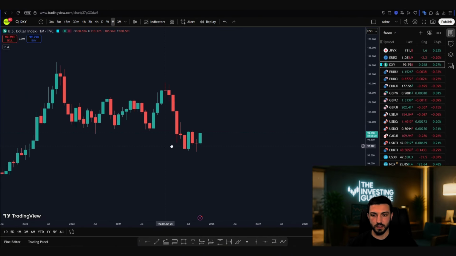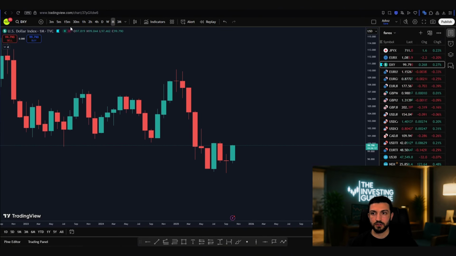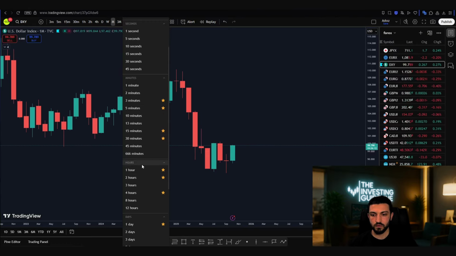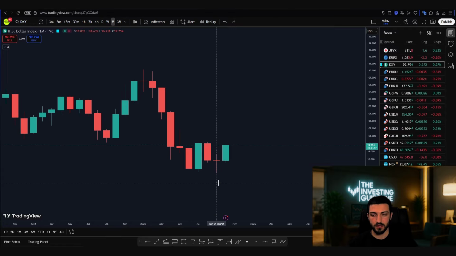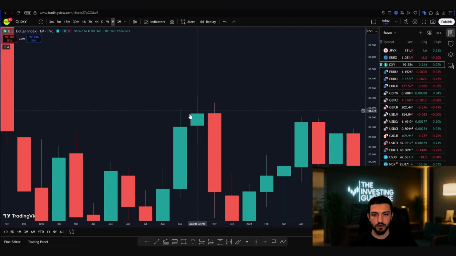So let's talk about what these candles are. As you can see here, these are time frames. You can select and choose whatever time frame you want. I will explain time frames in the next step. So let's focus on candlesticks. So let's focus on this one.